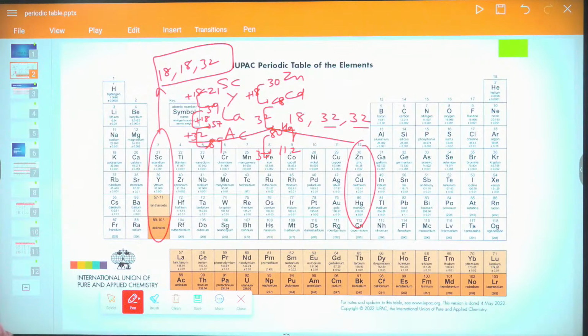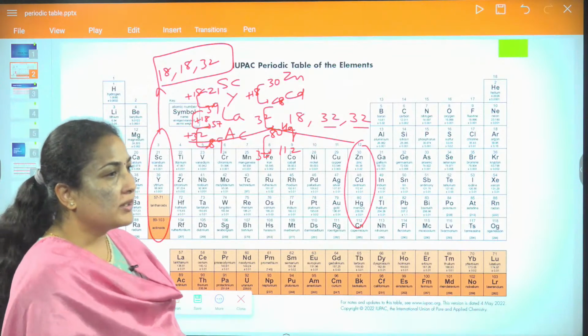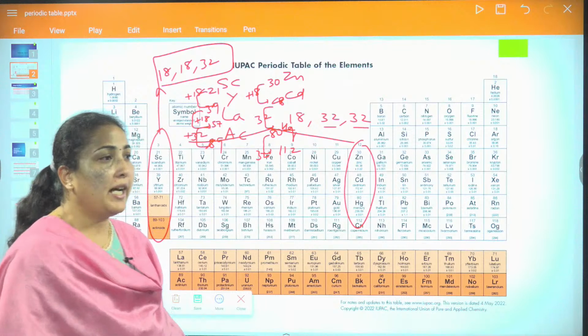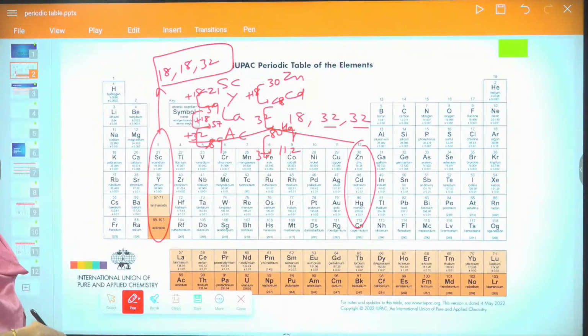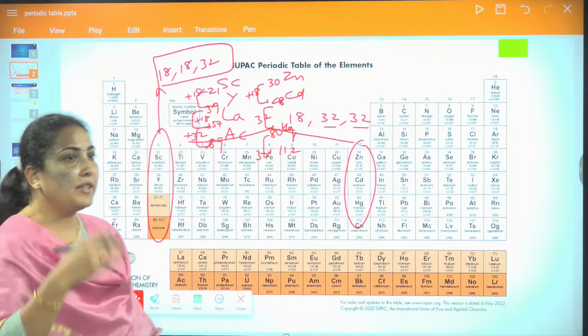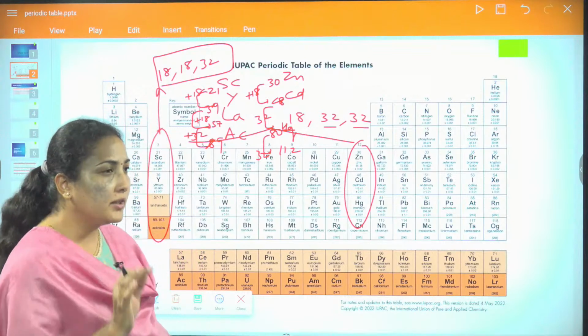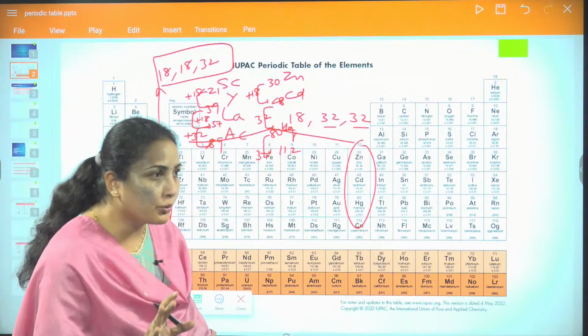Hopefully, this is clear to you, everyone. What is the magic number, right? And we'll now use that magic number for identifying the atomic number. I hope this is clear to everyone. There is no issue.